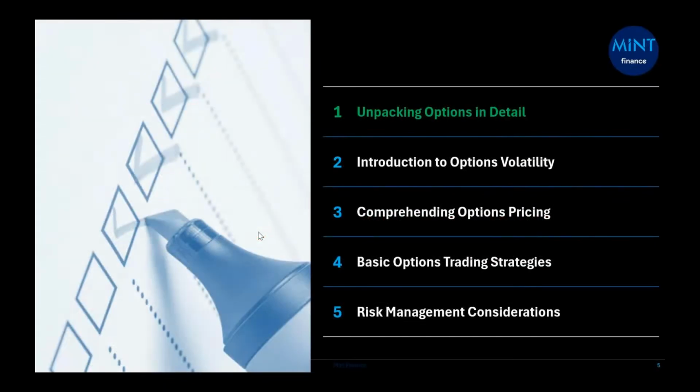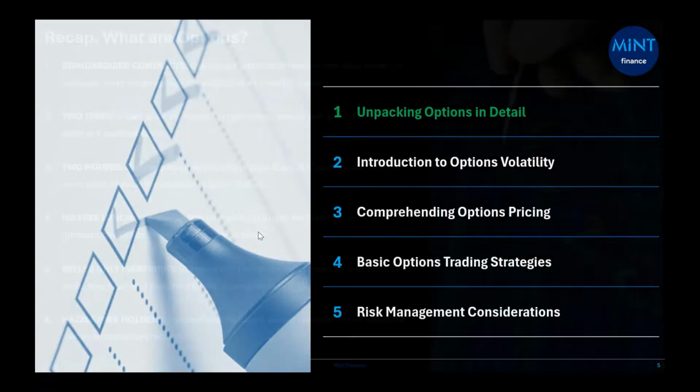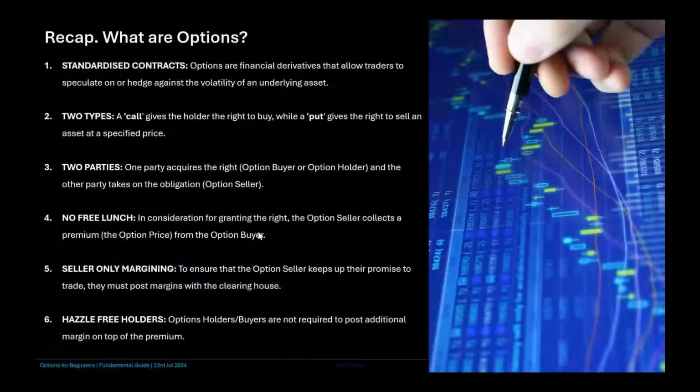So starting with section 1 of this webinar today, unpacking options in detail. A quick recap. What are options? Again, as we mentioned before, options are a contract between two parties. They're no different from any other contract, just that these are standardized contracts. These are financial derivatives that allow traders to speculate on or hedge against the volatility of an underlying asset. So that's what makes it very, very specific and very standardized.